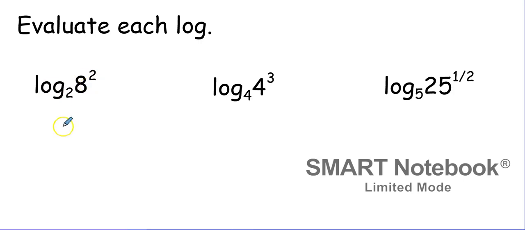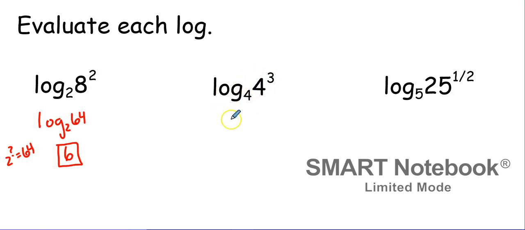First one is log base 2 of 8 squared. The 8 is the thing that's squared, so we can simplify that to log base 2 of 64. And the question is, 2 to what power equals 64? In order to evaluate this log, we've got to figure out what power of 2 gives us 64. If you want to pause the video and do this on your own, you can do that now. But I'll give you the answer here. It happens to be 2 to the 6th power equals 64. So when I evaluate log base 2 of 8 squared, the answer is 6. 2 to the 6th power gives me 8 squared, or 64.